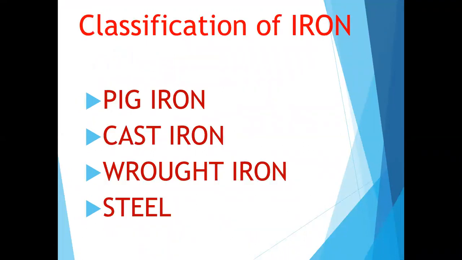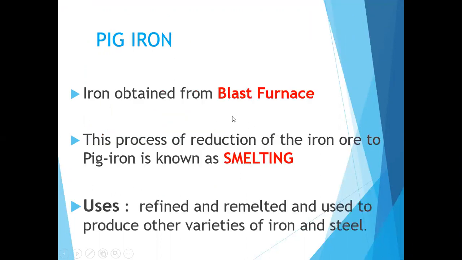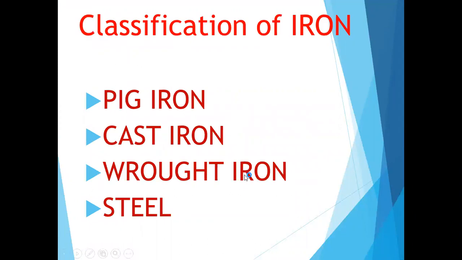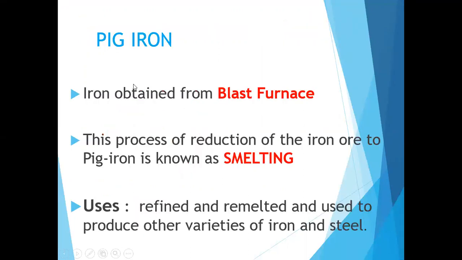Today we have to discuss, first, the classification of iron. There are mainly four classifications. One is pig iron, the second one is cast iron, the third one is wrought iron, and the fourth one is steel. So iron is classified into four. So what is pig iron?